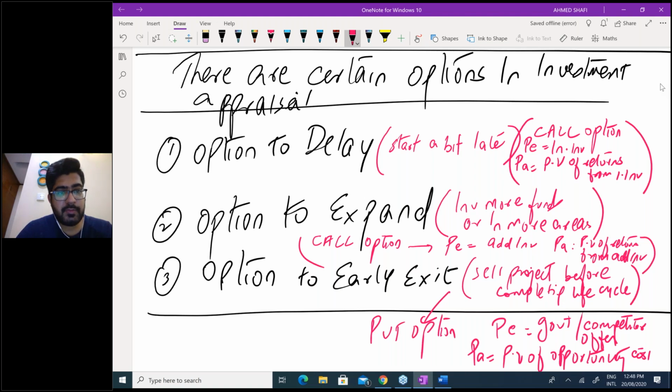PE is the additional investment, and PA is the present value of returns from additional investment. Redeploy is not in your syllabus, Montana.